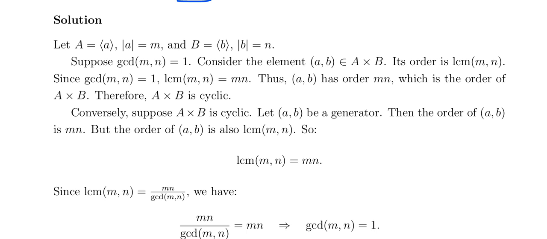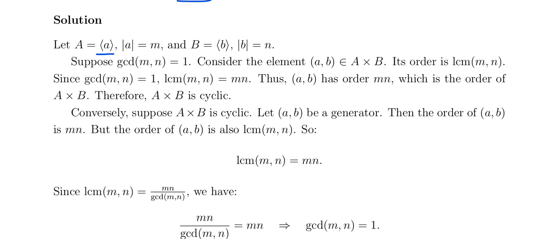Suppose A and B are cyclic groups, A is generated by a, B is generated by b, and the order of A is m and the order of B equals n, that is given. So gcd of m, n equals 1. Suppose gcd of m and n is 1, that is m and n are relatively prime, consider the element (a, b) belongs to A cross B. So we want to try to prove that A cross B is cyclic.